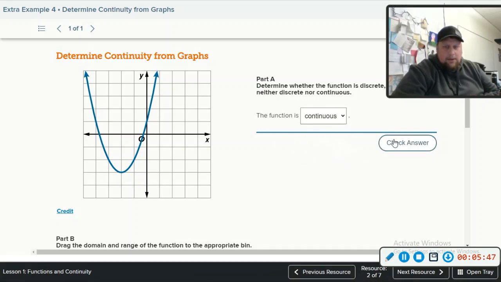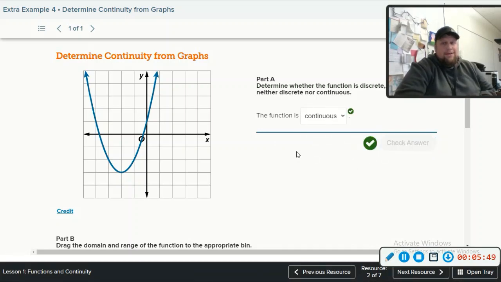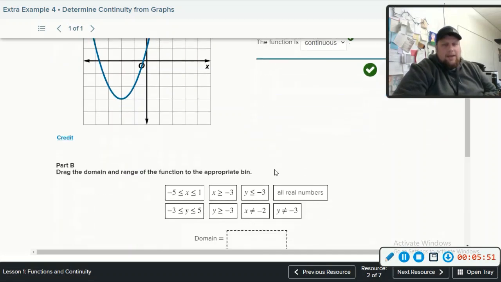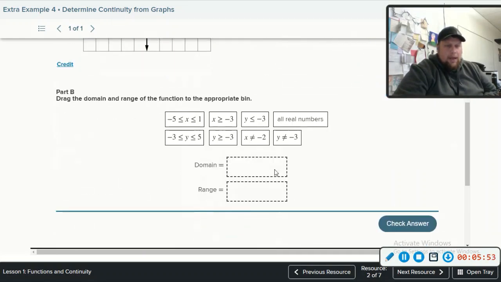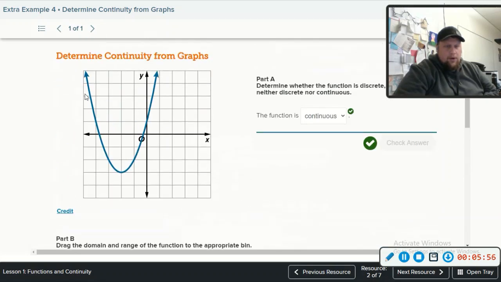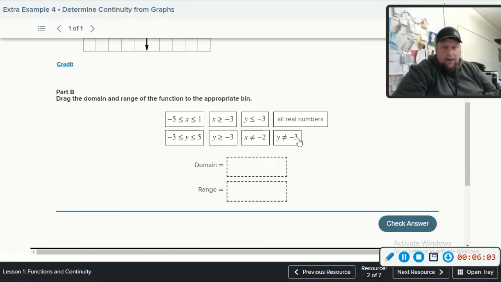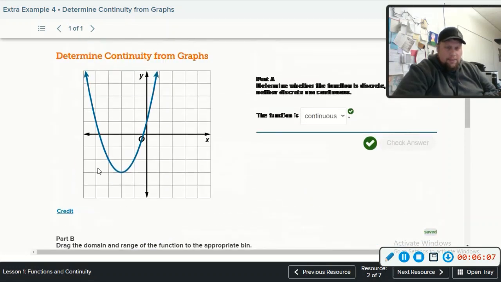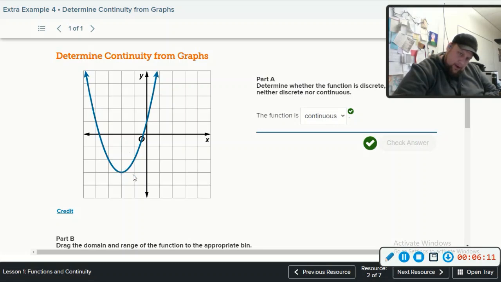Part B, drag the domain and range of the function to the appropriate place. Well, domain is x. Notice this is forever going up and to the left, forever going up and to the right. So it's going to be all x, all real numbers in the domain. And the y, notice, it has a bottom right here. So it's everything above that going up forever. And this is at what, -3? So that would be y is greater than or equal to -3.